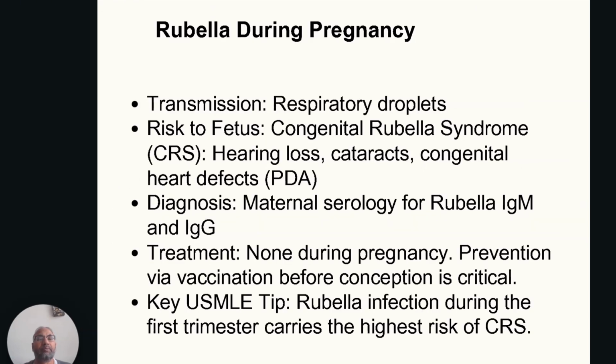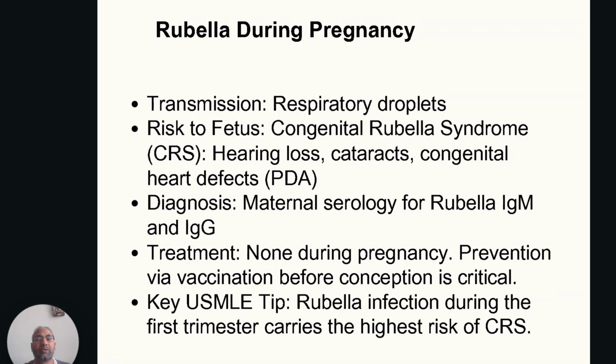Coming to our next one, which is rubella during pregnancy. This is again a very serious infection and can have very serious consequences on the baby. Transmission of rubella is through respiratory droplets, so through contacts present in the house or in your office, in the surroundings. So it can occur through respiratory droplets.